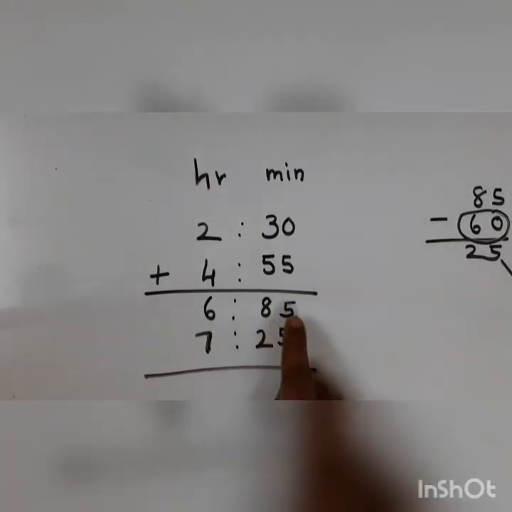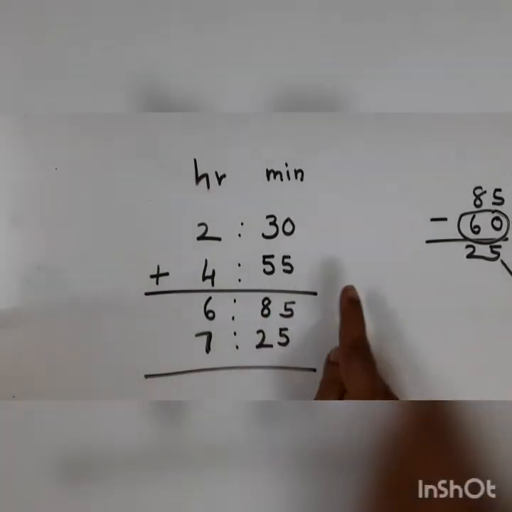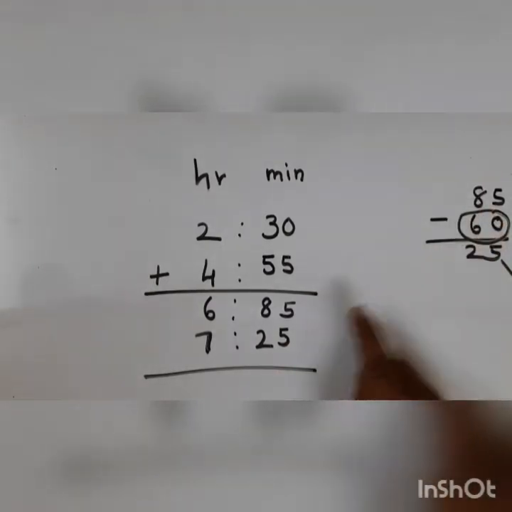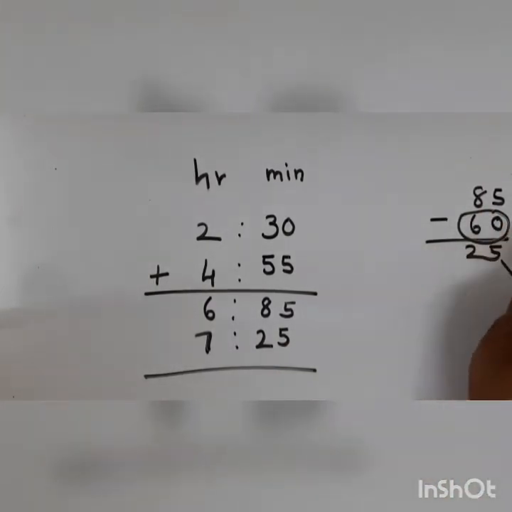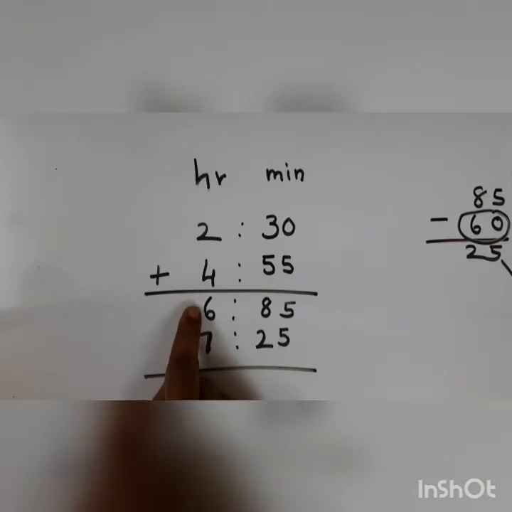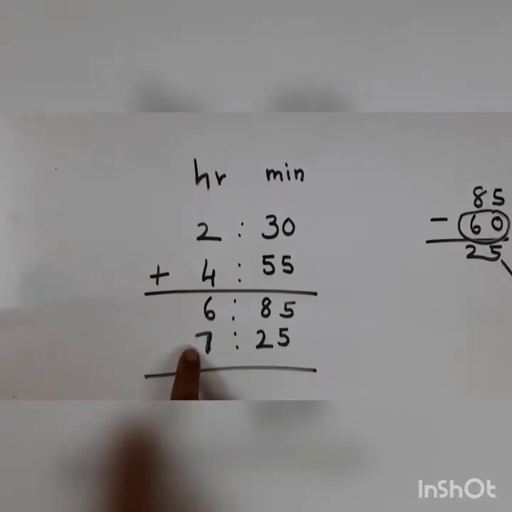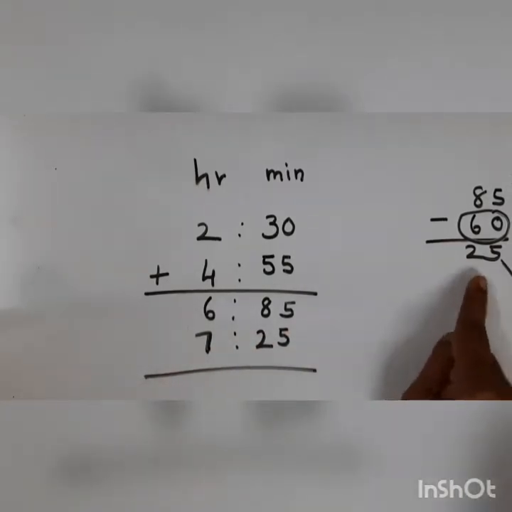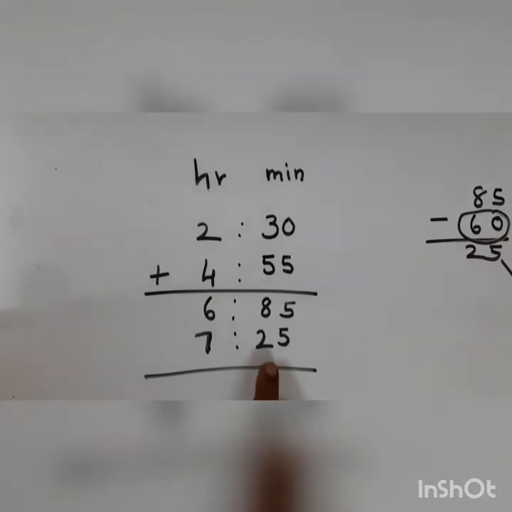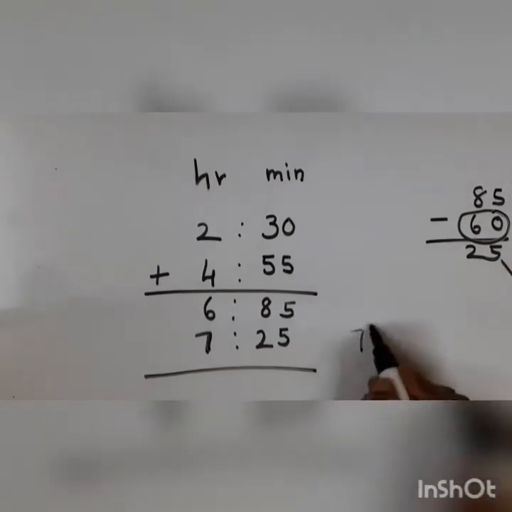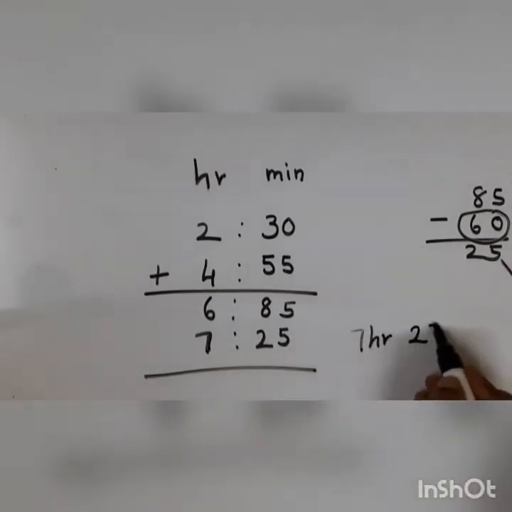Now here we have 85 minutes. 85 minutes means more than 60. So you minus 85 with 60. Now this 60 is 1 hour. So this 1 hour I will add to 6. I get here 7. What remains is 25. So 25 is here. So now it is 7 hours 25 minutes. So my answer is 7 hours 25 minutes.